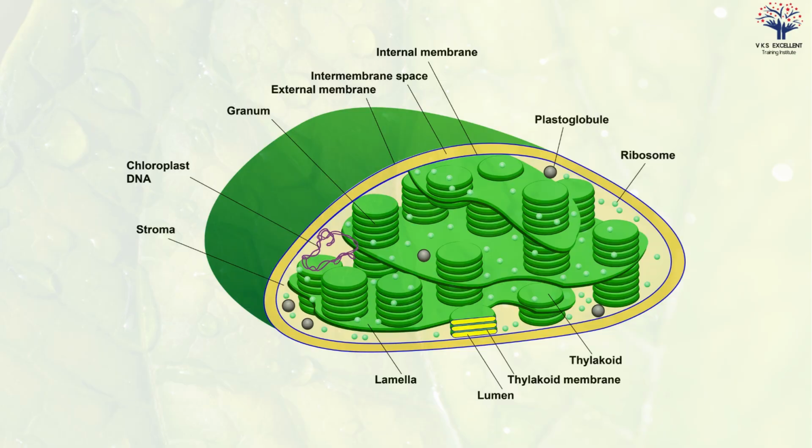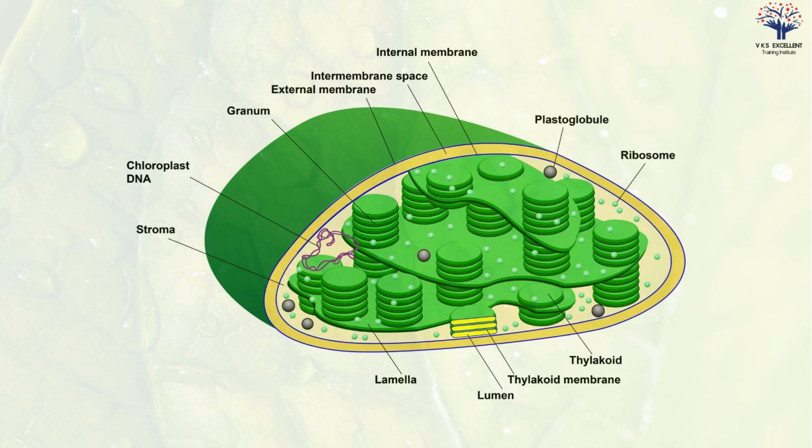Within the stroma lies a third membrane system composed of sac-like structures called thylakoids, which separate the stroma from the internal thylakoid space. In certain areas, these thylakoid sacs are arranged in stacks known as grana.